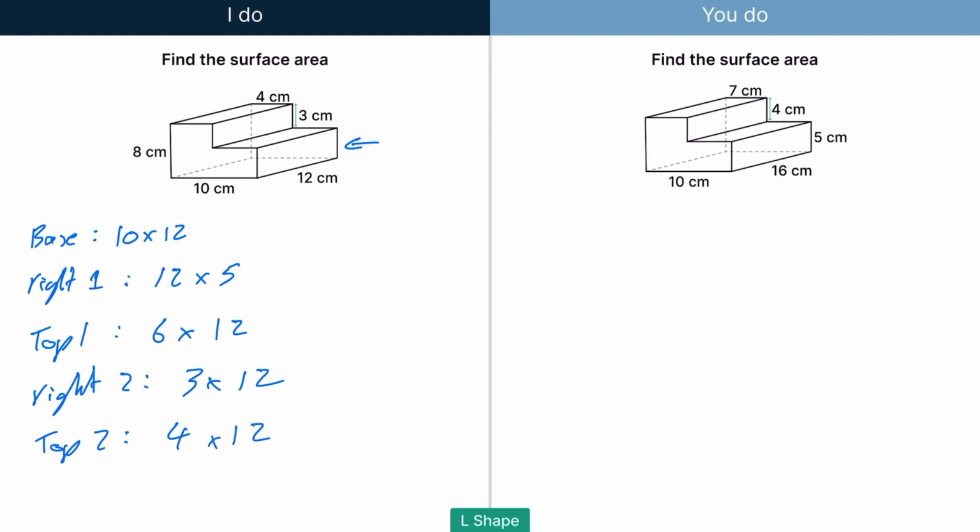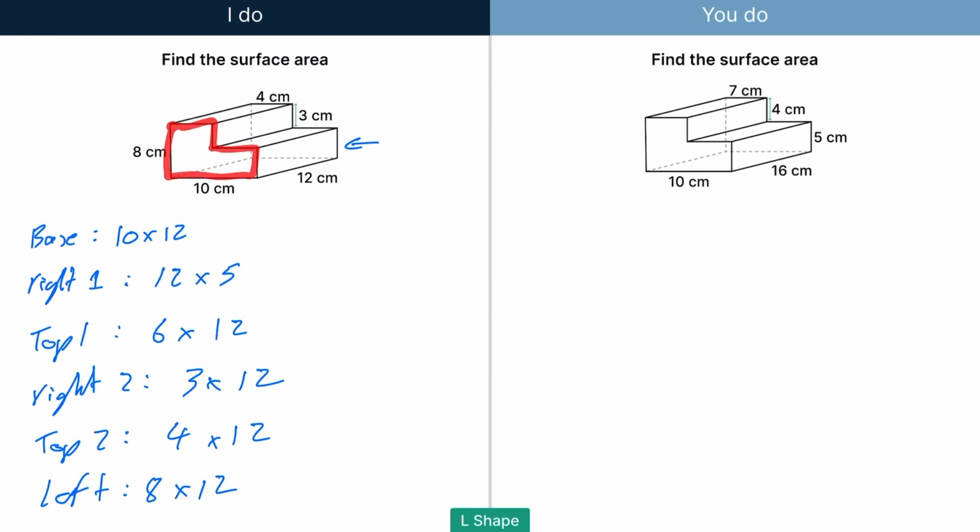So then we have the back. So the back is that piece there. We'll just call that the back. Really, I should be calling it the left. That would be 8 times 12. And that then leaves me with this here.